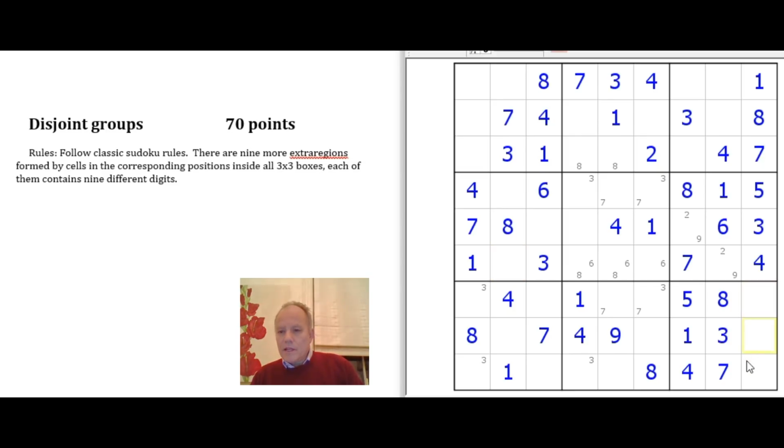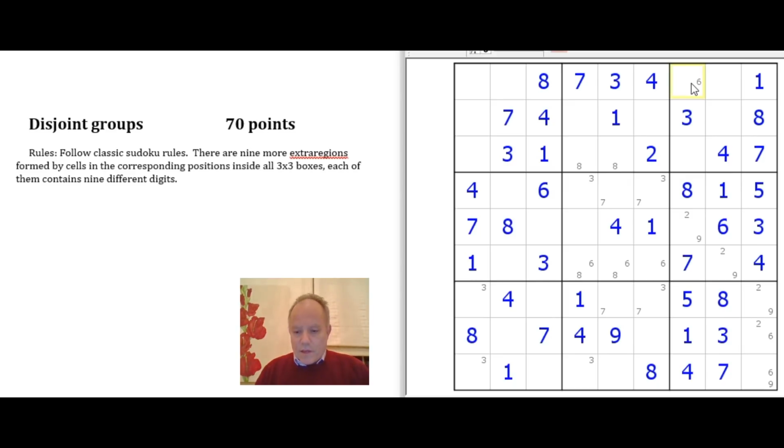2, 6, 9 have to go down the end here. 6 can't be in the top cell because of that one. So 6 is either there or there. 9 is either there or there. And 2, similarly, there's one there. So it's either there or there. But I don't think we can get any further than that yet. 1, 4, 9, 8, 5. I mean, we're very nearly at the breaking point of this puzzle now.